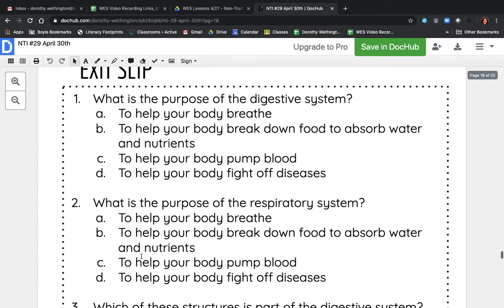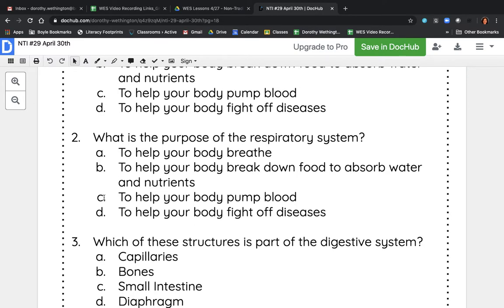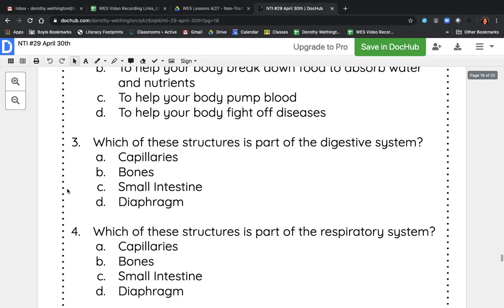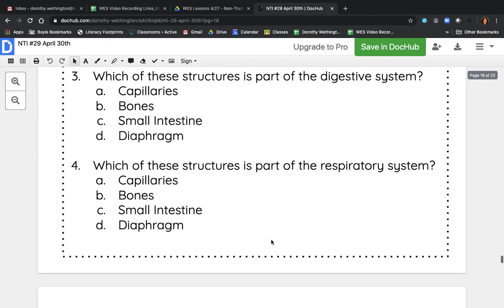Number 2, what is the purpose of the respiratory system? A, to help your body breathe. B, to help your body break down food to absorb water and nutrients. C, to help your body pump blood. D, to help your body fight off diseases. Number 3, which of these structures is part of the digestive system? A, capillaries. B, bones. C, small intestine. D, diaphragm. Number 4, which of these structures is part of the respiratory system? A, capillaries. B, bones. C, small intestine. Or D, diaphragm.